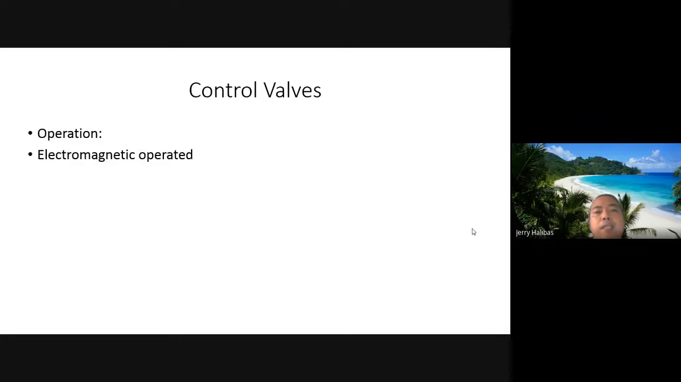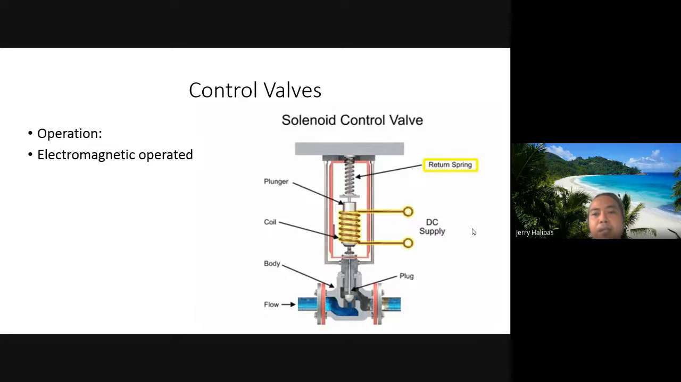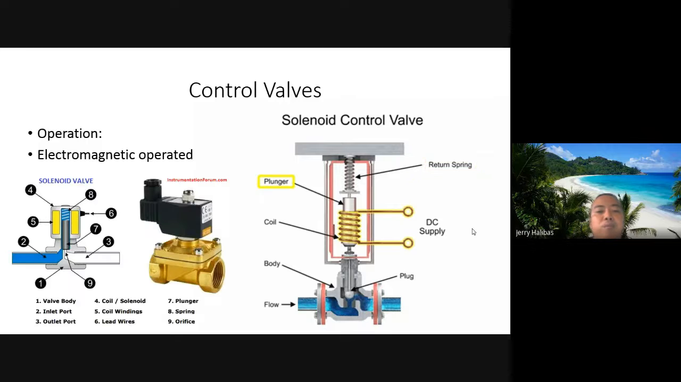An example is an electromagnetic operated control valve, which falls under electrical. On the right side you can see the electromagnet connected to a DC supply. An electromagnetic control valve is also known as a solenoid control valve. It is like a relay with a spring return, except that it is connected to the plug that opens or closes the flow.